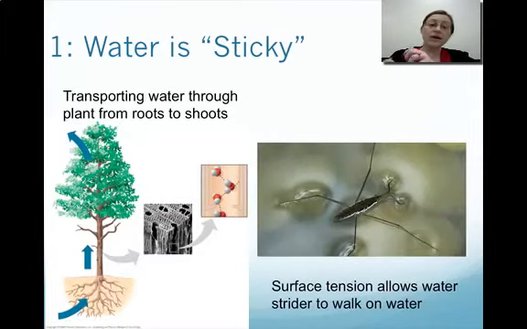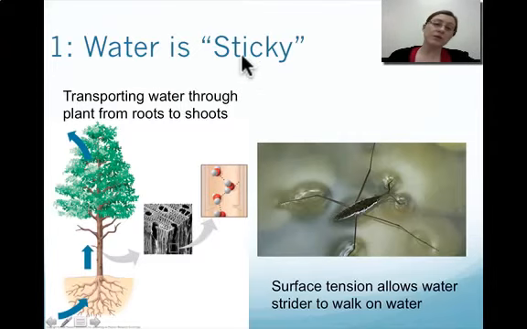Well, because water can stick to itself, it can form long chains of water molecules, and that's going to be important in how plants are able to move water from where they absorb it in their roots all the way up against gravity to the leaves and out to the shoots.